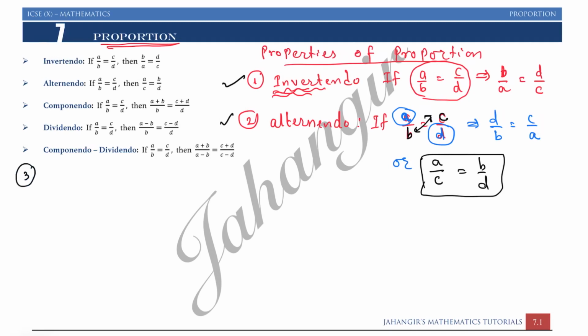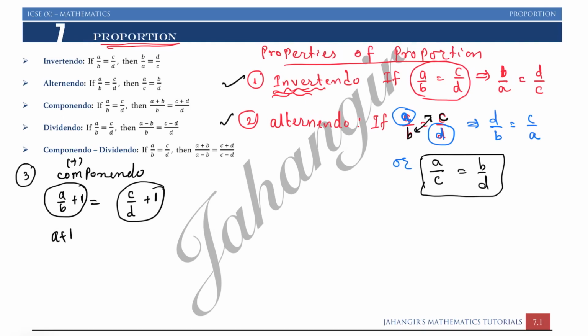Third is componendo. Compo word say it's addition. Componendo. In componendo, if we have A by B is equal to C by D, so componendo means adding one on both sides. If we are adding 1 to both ratio, what we will get? A plus B upon B, taking LCM, C plus D upon D. This is what componendo.